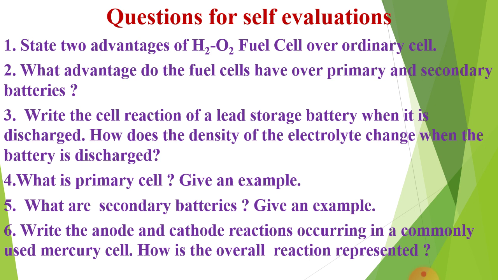Question number 6. Write the anode and cathode reactions occurring in a commonly used mercury cell, that is also known as button cell. How is the overall reaction represented? This question was in the board examination.